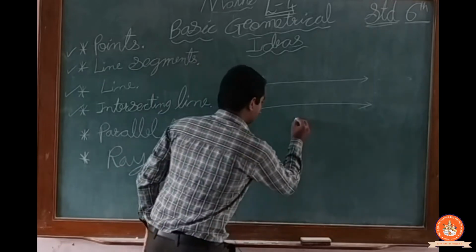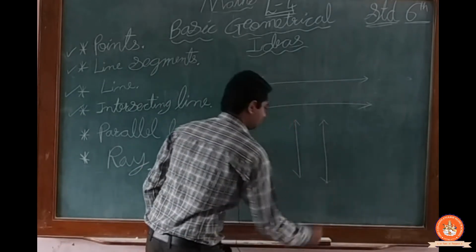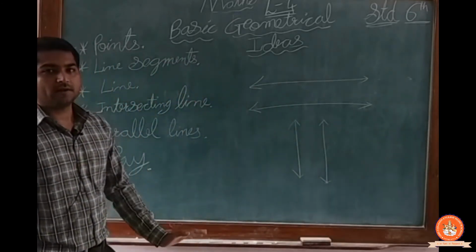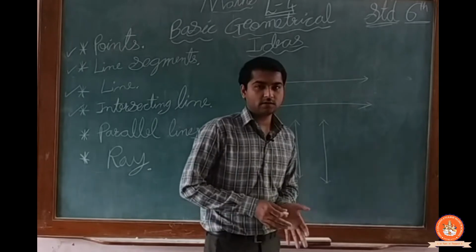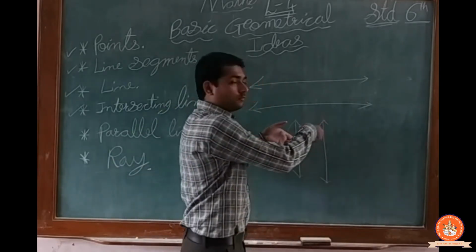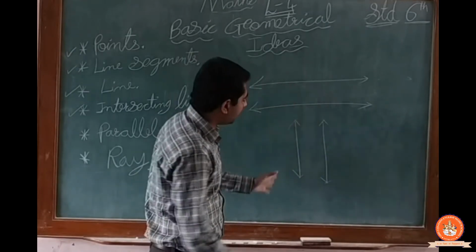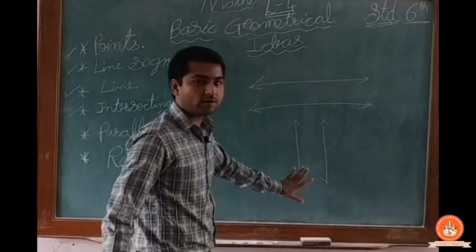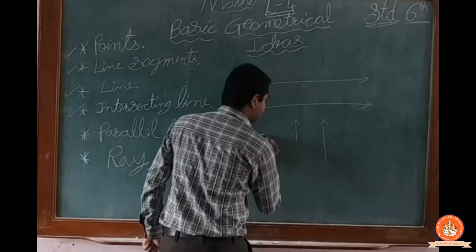Or the lines could be like this also. These are known as parallel lines. Why? Because both the lines are not cutting each other, not intersecting each other, but both are moving similarly in one plane, okay, and straight. These are known as the parallel lines. So I have completed what is parallel line.